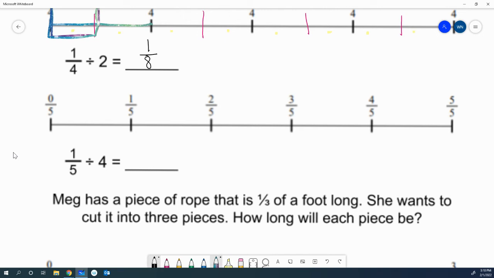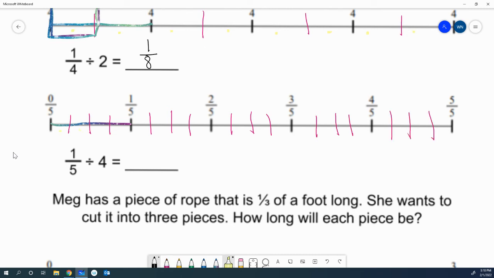For this one, I've got this 1/5. If I'm going to divide by 4, I know I'm going to need 3 lines. I've got 1, 2, 3 lines. So I actually need to do that all the way down my number line. 3 lines in between each fifth. Looks good. Let's count our parts.